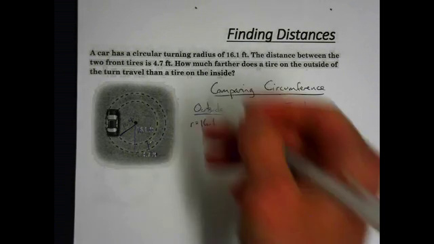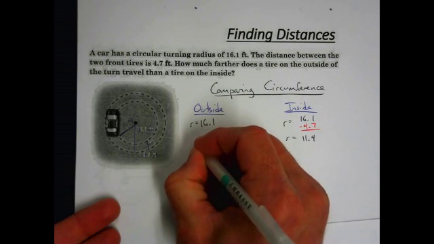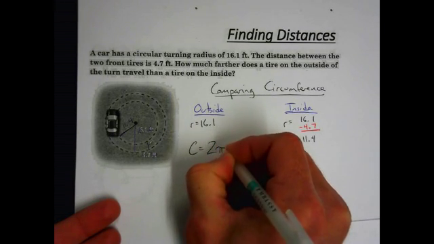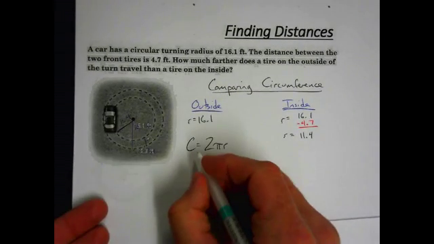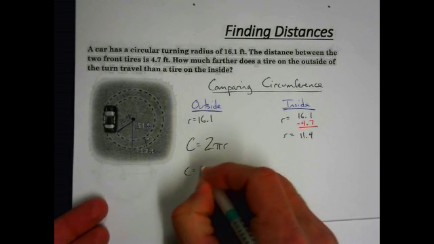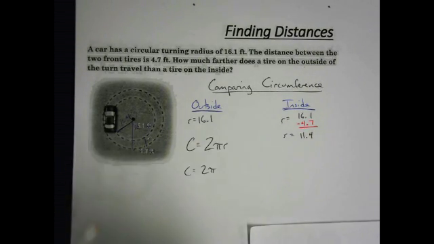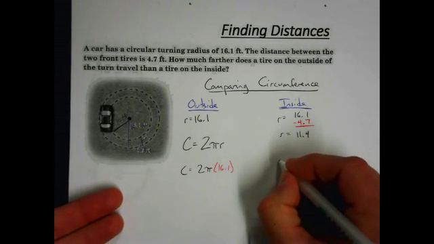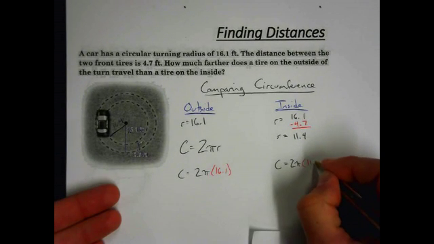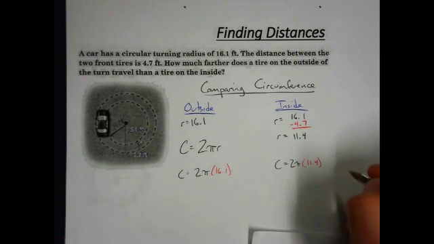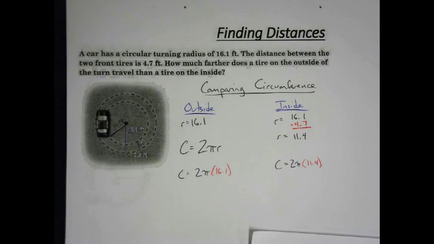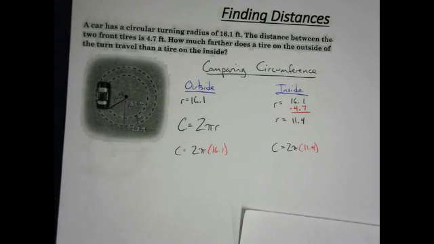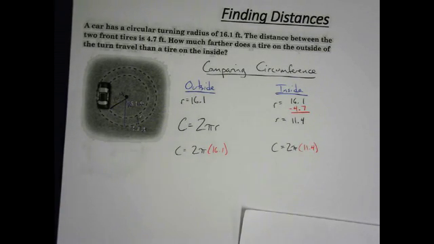So of course, if we're given a radius, we know our circumference formula. Circumference equals 2 times pi times the radius. So when it comes to the outside tire, the circumference is going to equal 2 times pi times 16.1. And when it comes to the inside tire, the circumference is going to be 2 times pi times 11.4. So all we need to do is find out these circumferences and then subtract, and then we'll be able to determine the difference in the distance that the tires travel. So hopefully that makes sense what we're about to do.